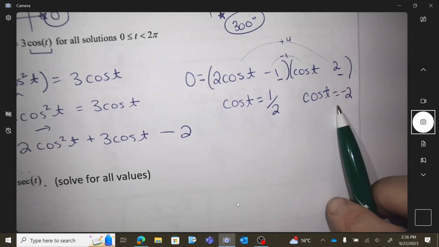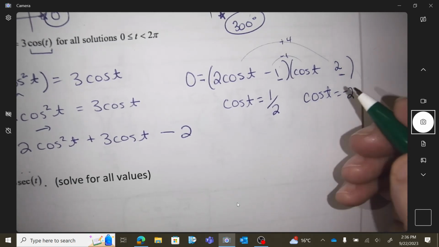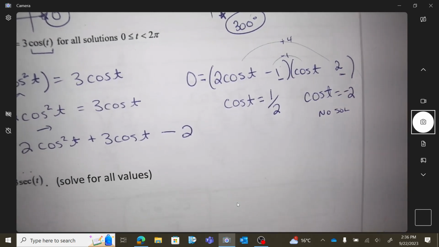Okay, I'm going to answer this one first because it's quick. What is the answer on this guy? Yeah, no solution. Remember, cos can't have trig values beyond the borders of the -1 and 1 zone, right?